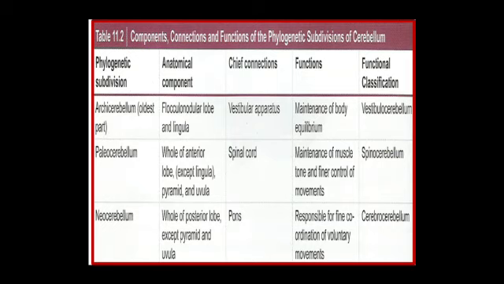The last to develop is the neocerebellum. It includes the whole of the posterior lobe except pyramid and uvula. Its chief connection is to the pons. It is responsible for fine coordination of voluntary movements and is basically cerebrocerebellum.